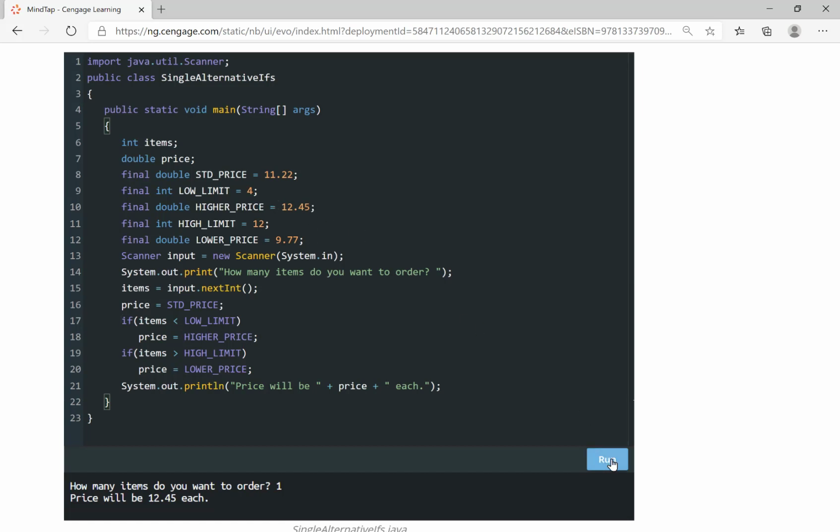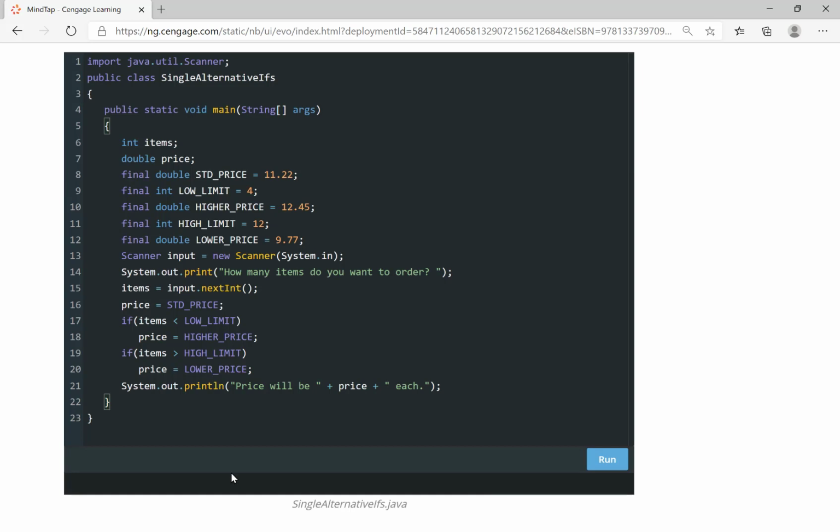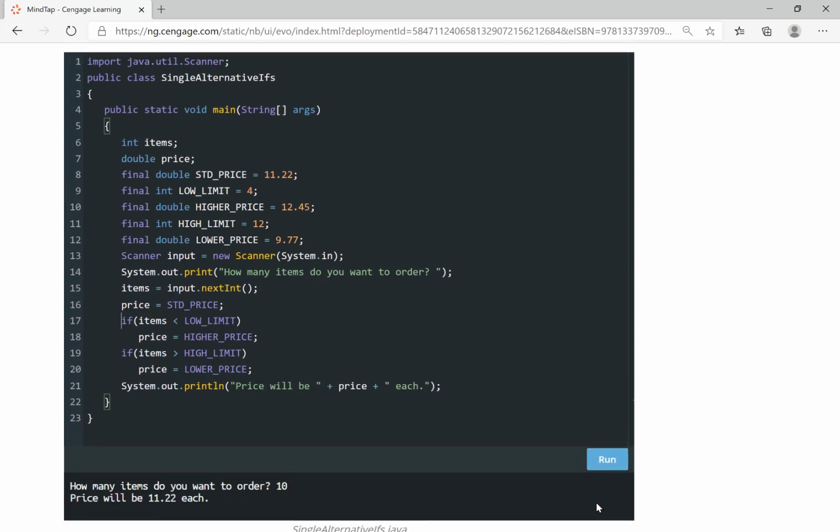Let me run it again because we're still missing one of the logic pieces. And make sure you always run this many, many times to make sure all your values do whatever you expect them to do. So for example, let me now type like 10 items. So I wonder what would happen with 10. Now when I hit 10 here, it's $11.22 each. So why $11.22? Remember, the standard price was assigned to price.